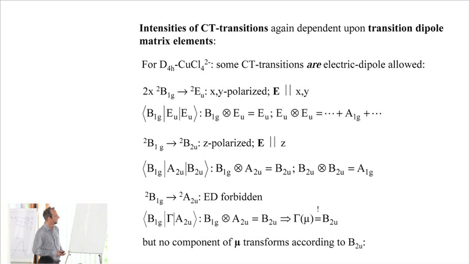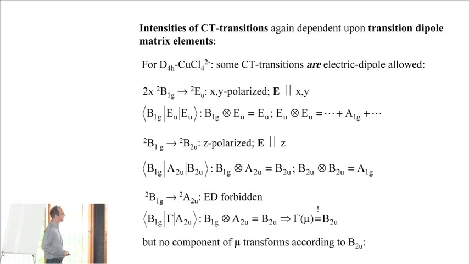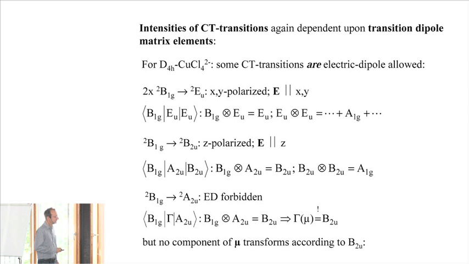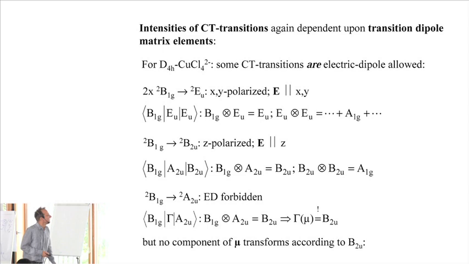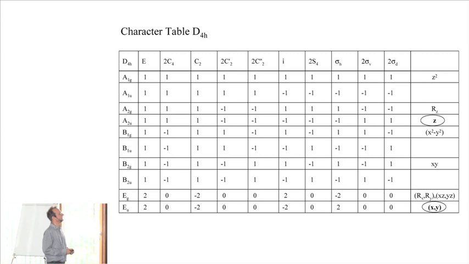So everything is fine, and this transition is here dipole forbidden, because it requires a component of the dipole operator which transforms as B2u, and this does not exist. So here I've put your character table for D4h, and you'll see the components of the transition dipole moment transform as A2u and Eu. And there's no component which transforms as B2u.